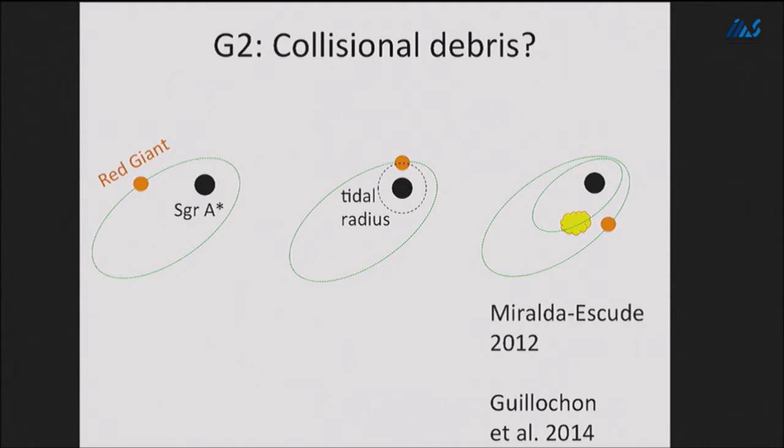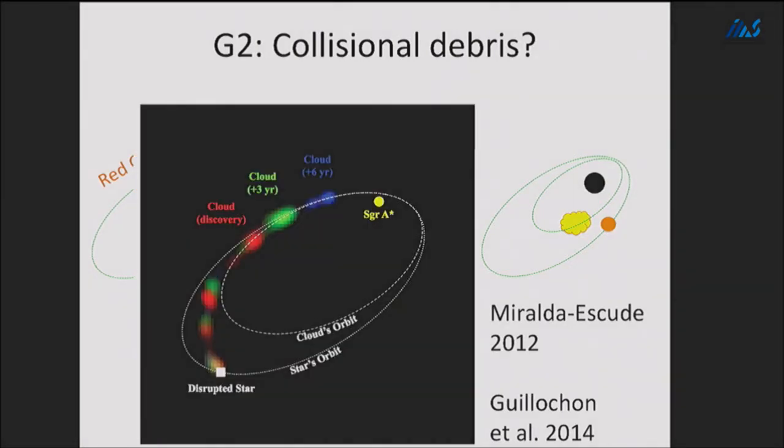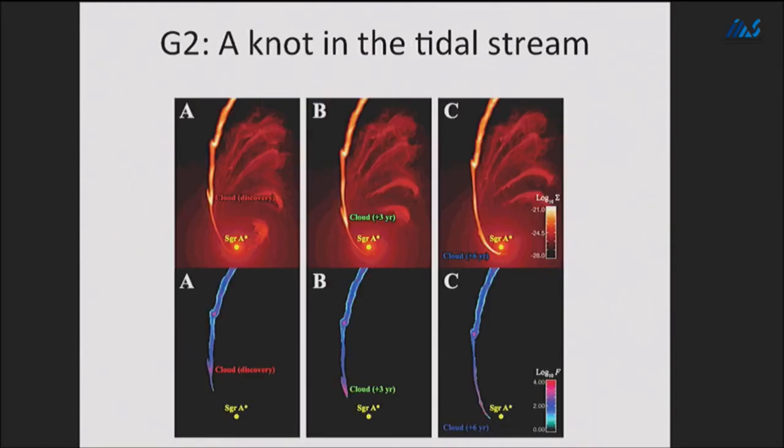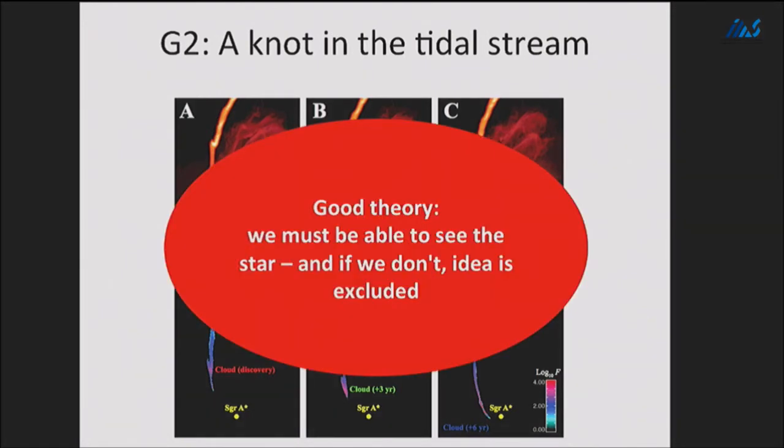So you have a red giant star which almost enters the tidal radius. So you rip off a bit of the atmosphere, and then that essentially is G2. And here are simulations of how that would look. You get naturally such a tail and so on. And maybe G2 is just one of these knots. And as James points out, this is good theory, because we must be able to see that particular star. And if we essentially exclude all visible stars, the idea itself is excluded. So that's good theory in that sense.